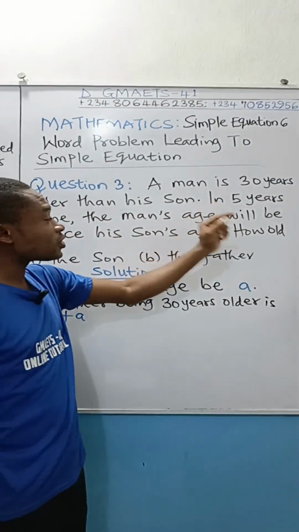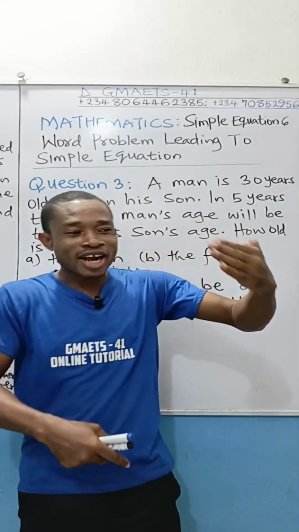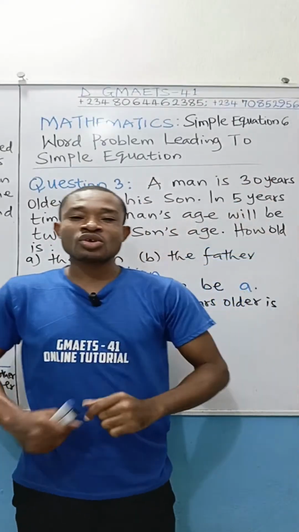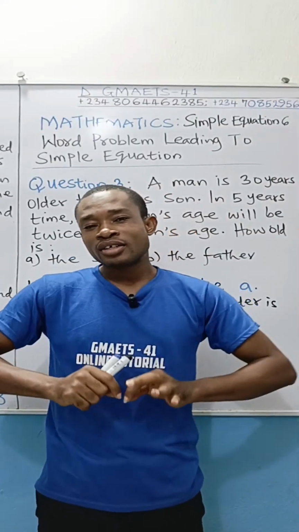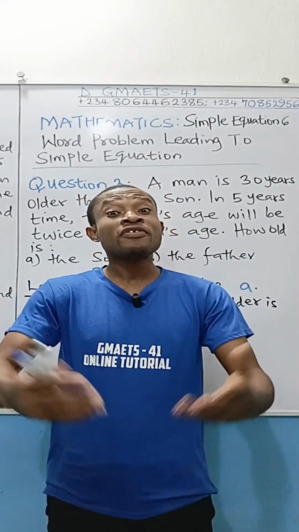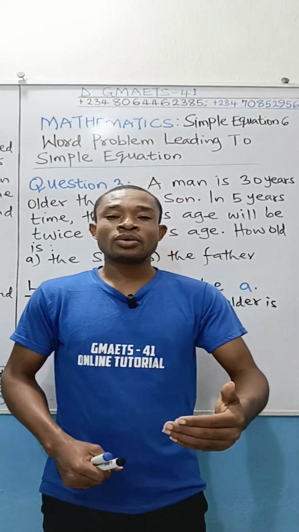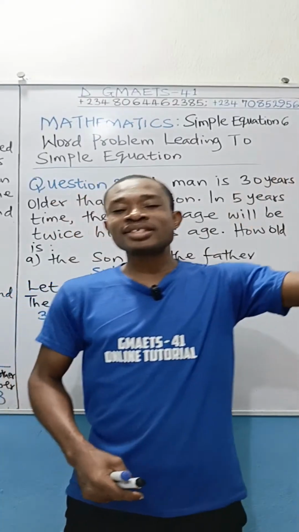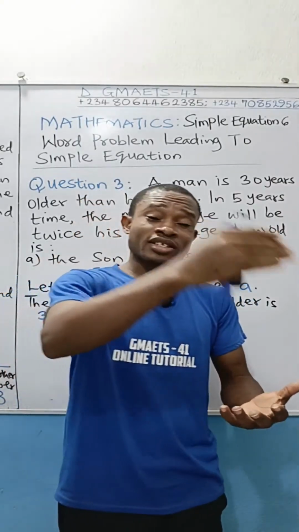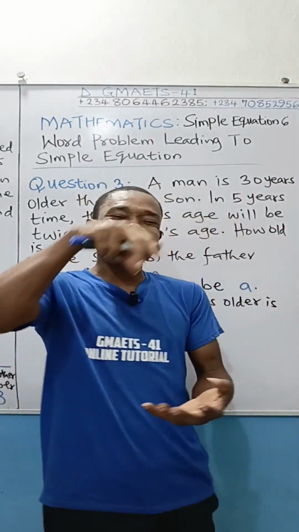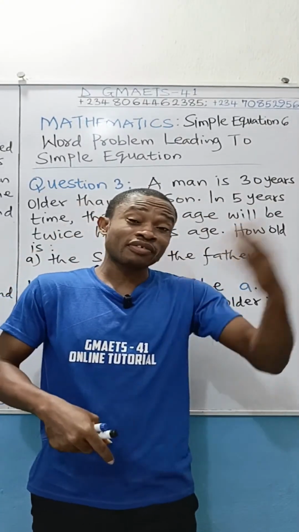The next part of the question said, in 5 years' time. So if you start counting from now, you count 5 years' time. Let me ask you, my dear friends, if you are 8 years now, and I said, in 5 years' time, what does it mean? What you have to do is to add 5 to that 8 years, which will give you 13 years.